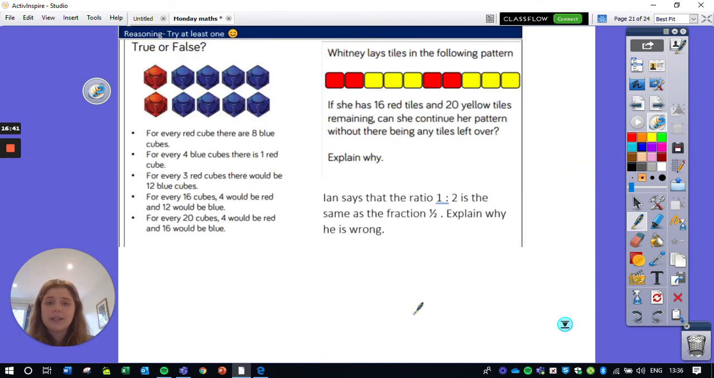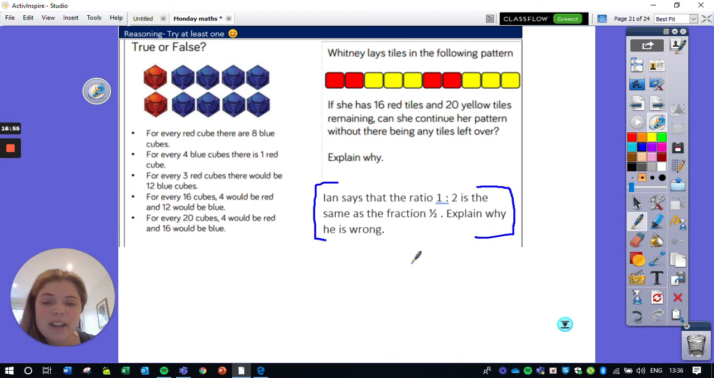Okay, and here are the reasoning questions. I would like everyone to have a go at least one of the reasoning questions. I'm going to go through them in order for you and give you some tips. I would say that this question here is probably the easiest reasoning question. So if you're only going to do one, start with this one. And I would also recommend drawing a diagram to help you explain your thinking.